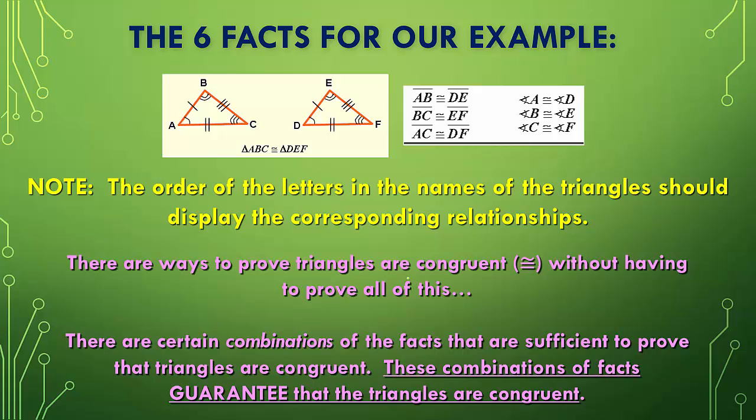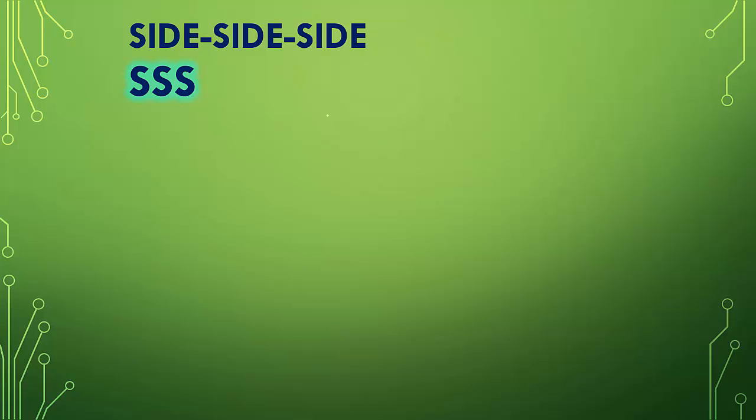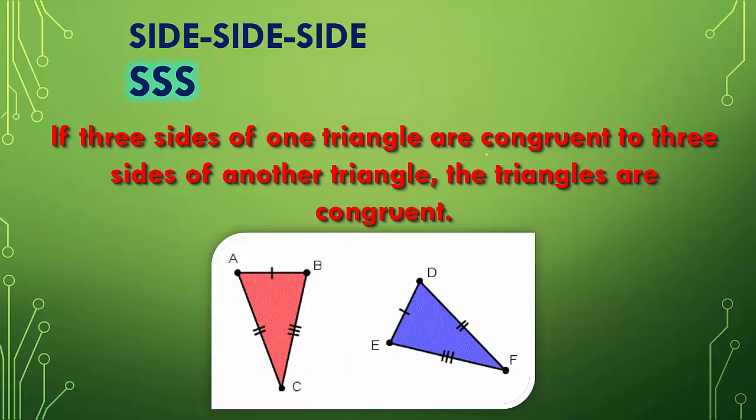All right, lots of ways to prove triangles congruent without having to prove every single part of this. As long as you use one of those ways, once you prove the triangles are congruent, all the rest of it just kind of falls into place. So the first is side, side, side, which you can abbreviate SSS. If 3 sides of one triangle are congruent to 3 sides of another triangle, then the triangles are congruent, which would mean that angle A would be congruent to angle D, angle B would be congruent to angle E, and angle C would be congruent to angle F.